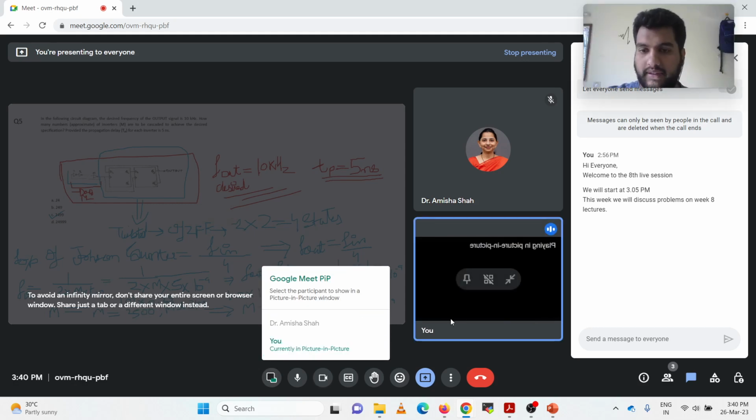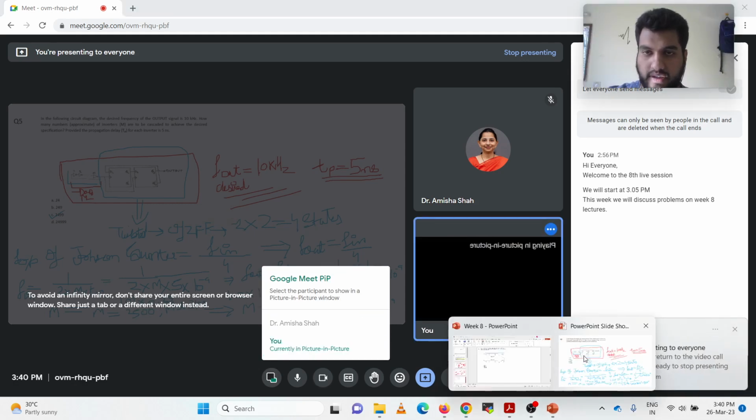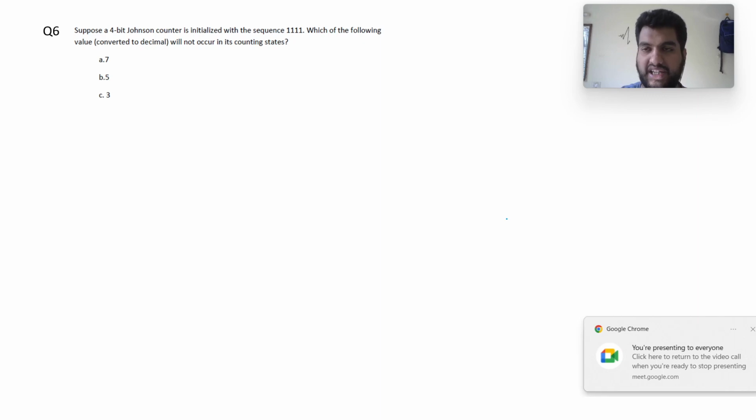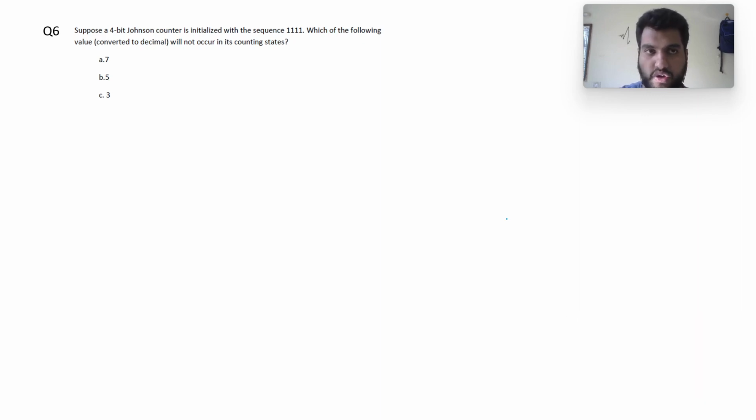Okay, now we will discuss question number 6. The question number 6 states that suppose a 4-bit Johnson counter is initialized with 1111. Which of the following value converted to decimal will not occur in its counting states? So we are given these three options 7, 5, 3, and we have this 4-bit Johnson counter that is initialized with 1111, and we are required to find which of the states will not occur in the counting.